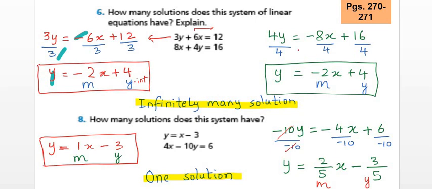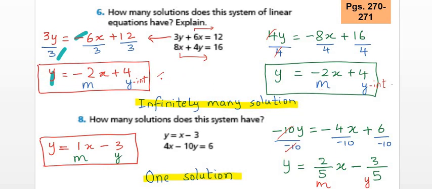Okay, now look at the second equation. First I moved this 8x to the other side, it changed into negative 8x, and the rest of the things are over there. Then I divided the whole equation by 4, and this 4 was cancelled with this 4, so I got y equals negative 8 divided by 4, it will be negative 2x. 16 divided by 4 will be positive 4. So the value of m here is negative 2, and the value of the y-intercept is positive 4.